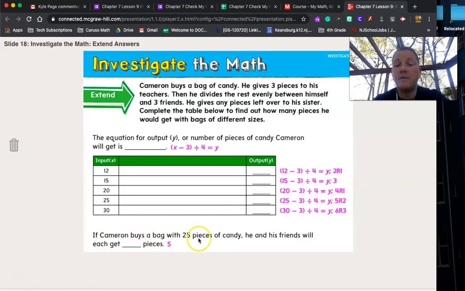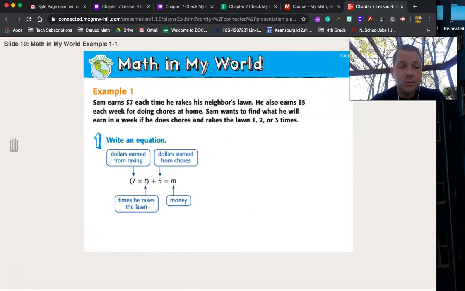So if Cameron buys a bag of 25 pieces of candy, which is right here, he and his friends will get how many bags of candy? They'll get 5 bags. And what happens to those other 2? They go to his sister, but the question's not asking how many go to his sister, it's just asking how many go to him and his friends. You have to be really careful when reading these problems and make sure you're paying attention to all of the work within the problems.